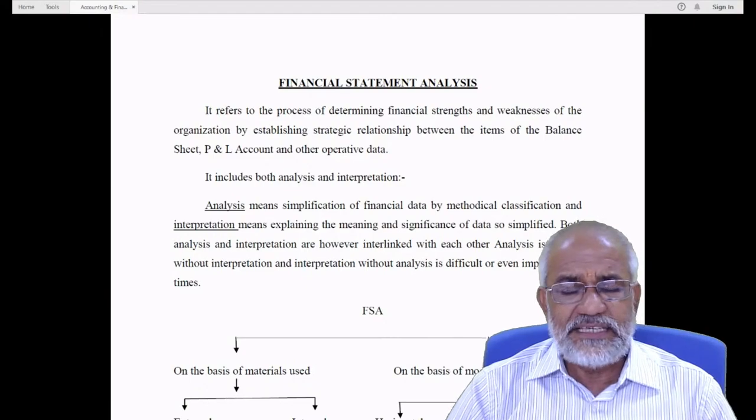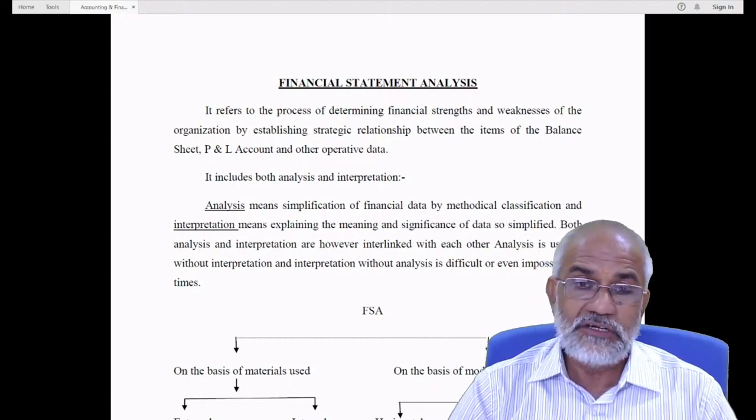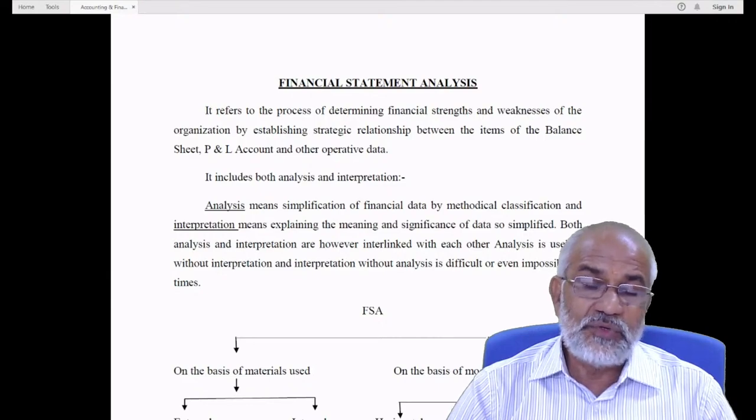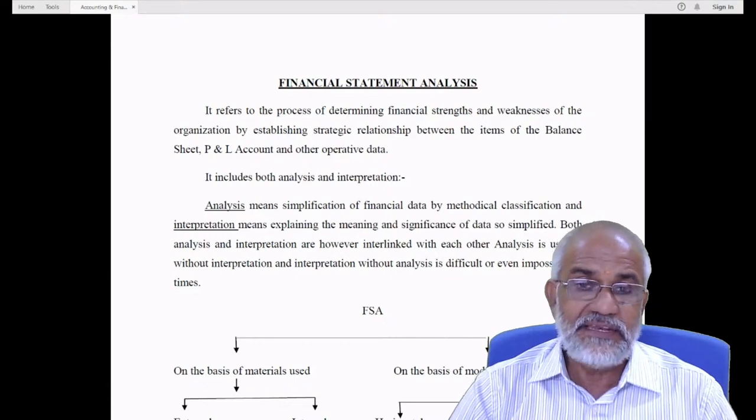So if we analyze the equation of the gross profit, two items are coming with a positive symbol, that is sales and closing stock. And opening stock, purchase and direct expenses, these three items are coming with a negative sign.